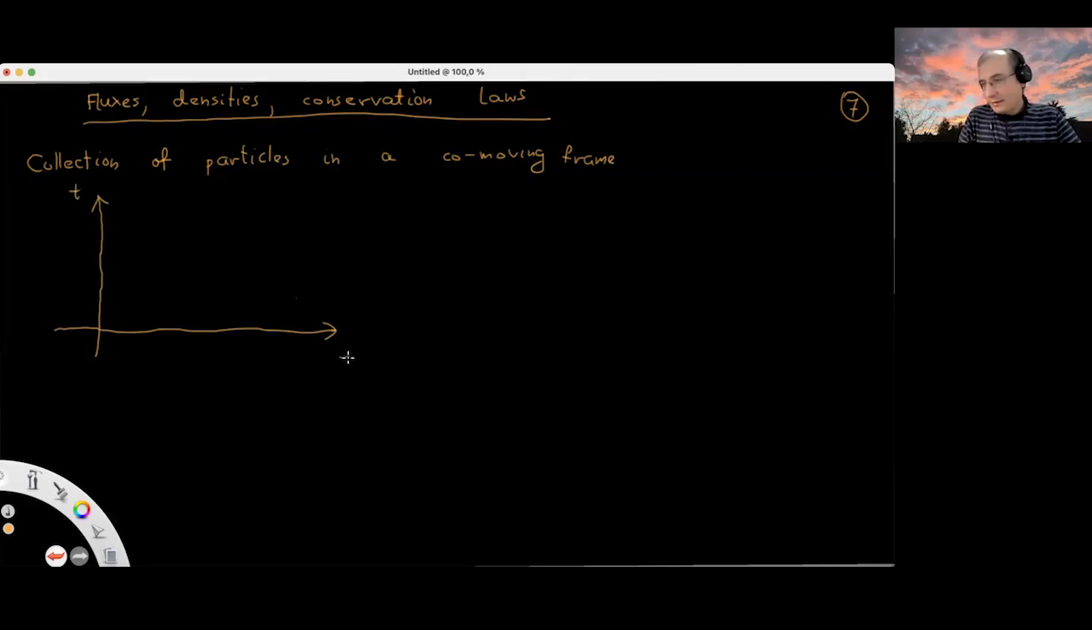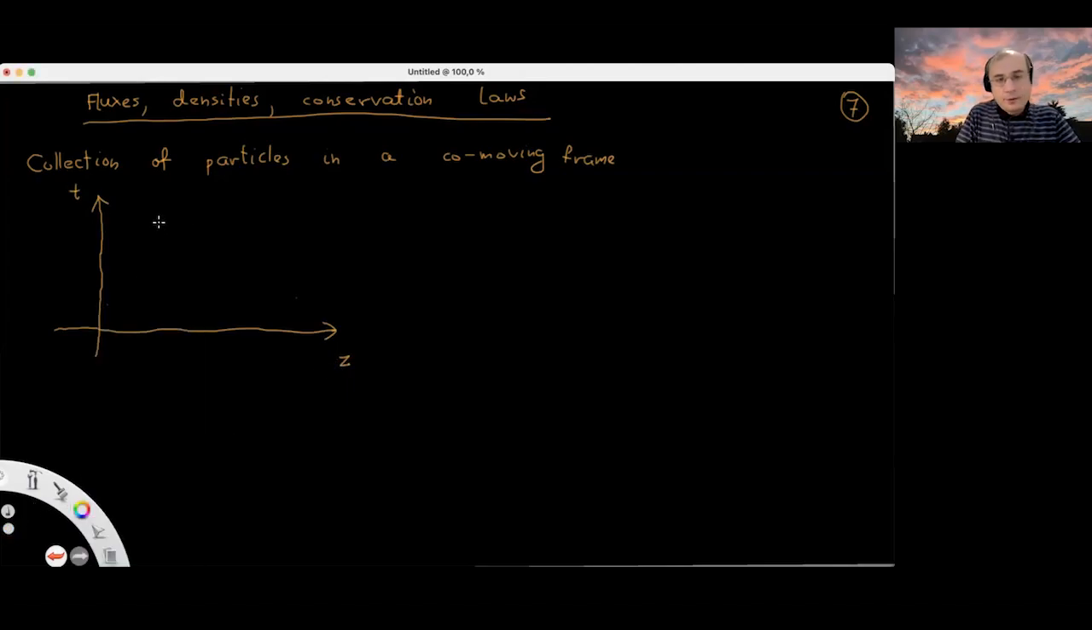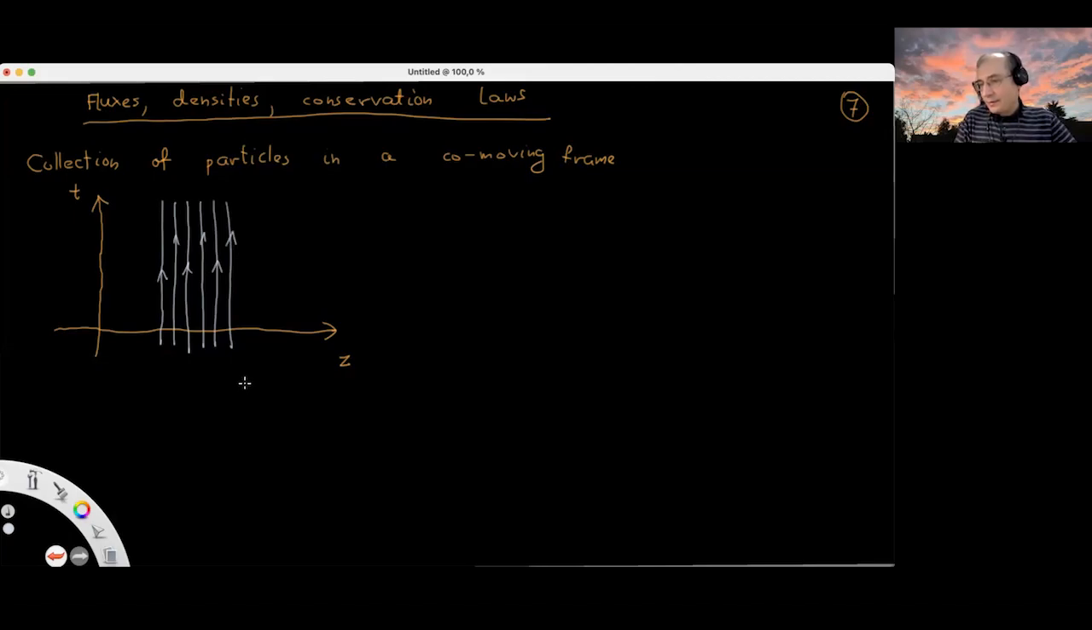Tx, Tz. I'll change the color a little bit. And we've got our particles with the world lines. One, two, three, four, five, six. You see the world lines? They seem at rest at the moment.